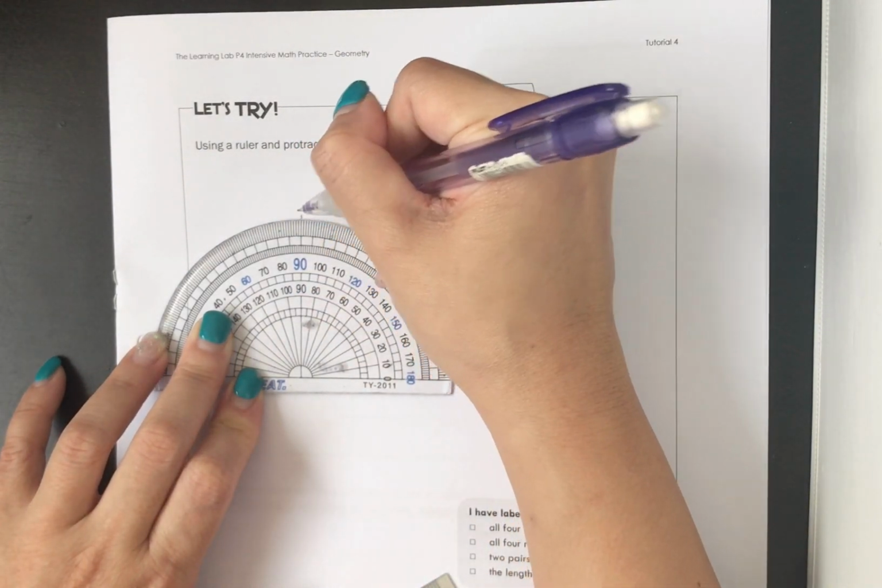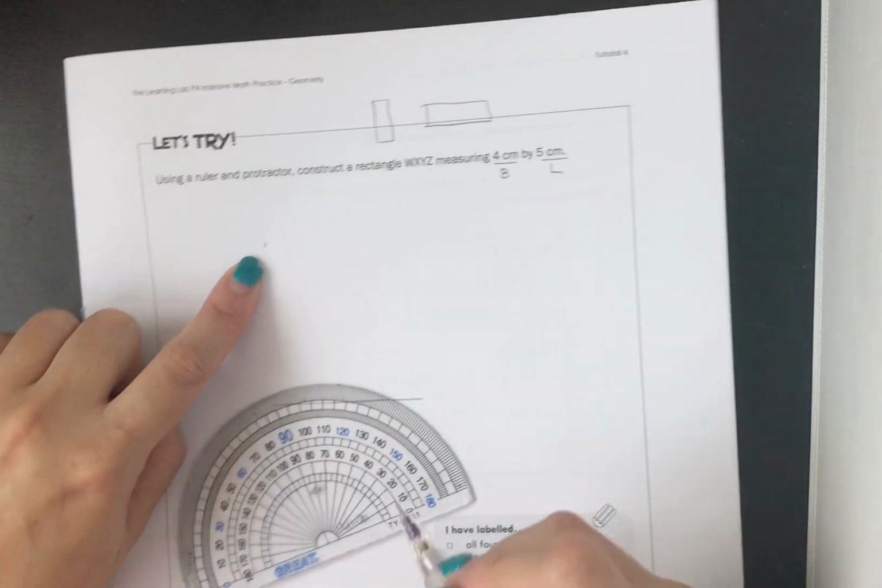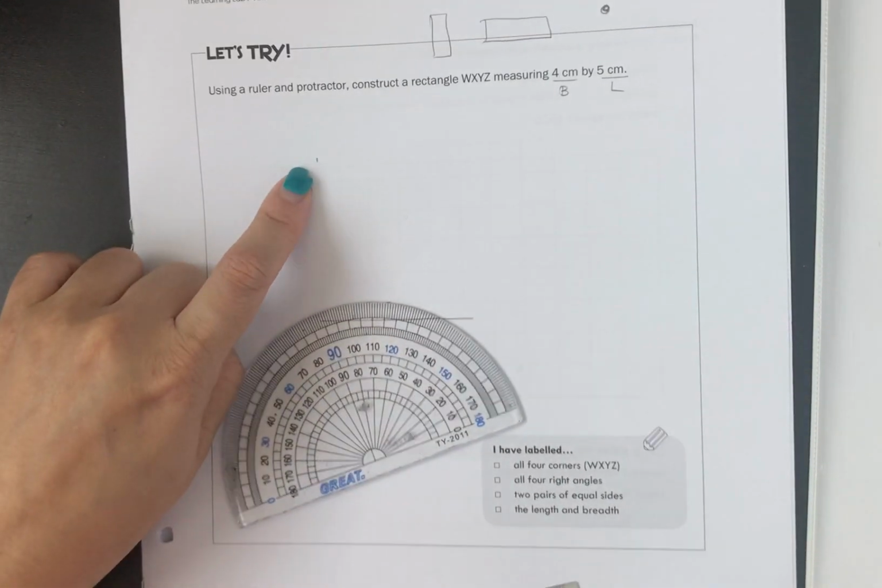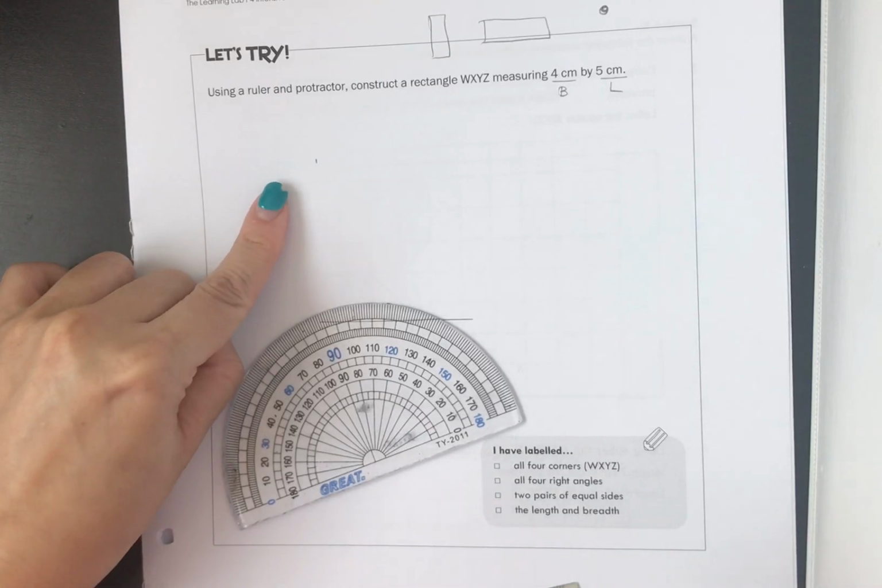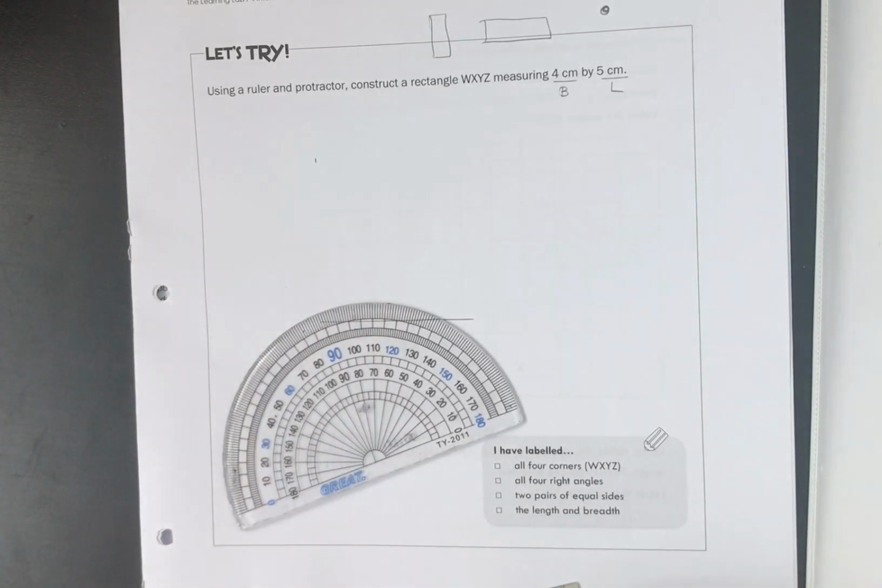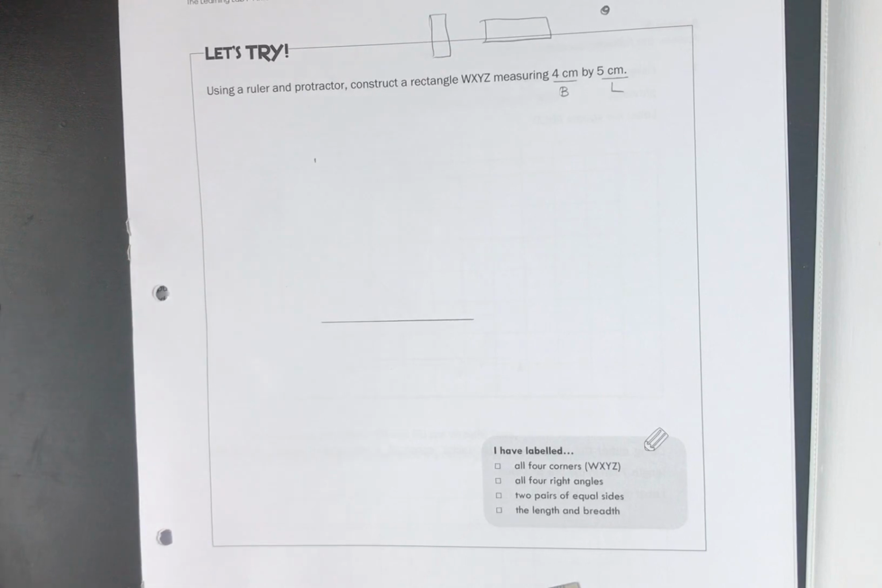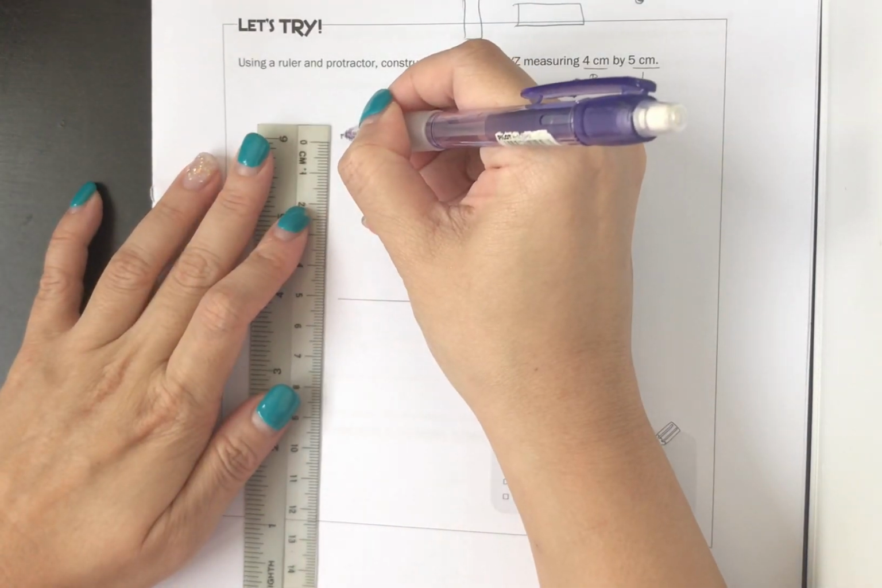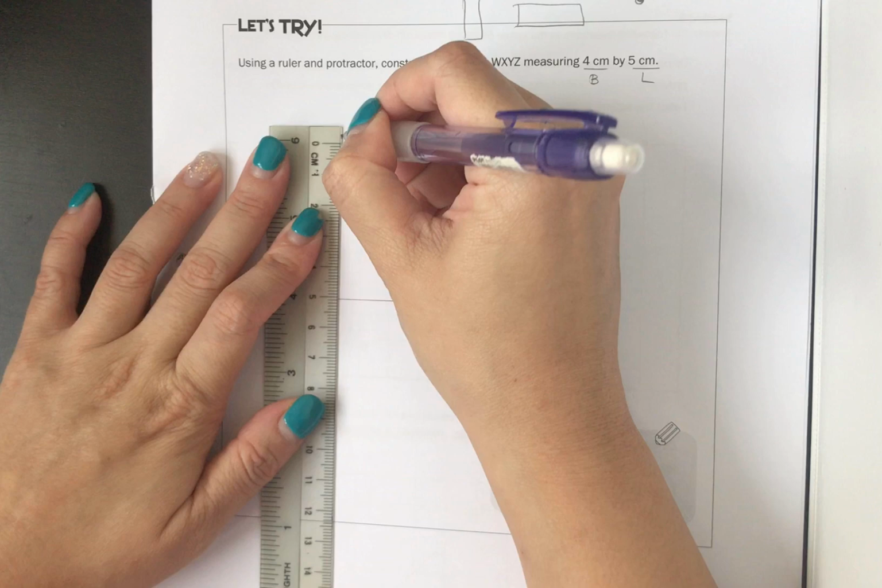So draw a small mark, as small as possible. Please do not draw marks like this because it will be inaccurate. So you can see I made the smallest dash. I don't even know whether you can see on the video. And then remove the protractor. Alright? Now, draw a line from that small dash to the point.